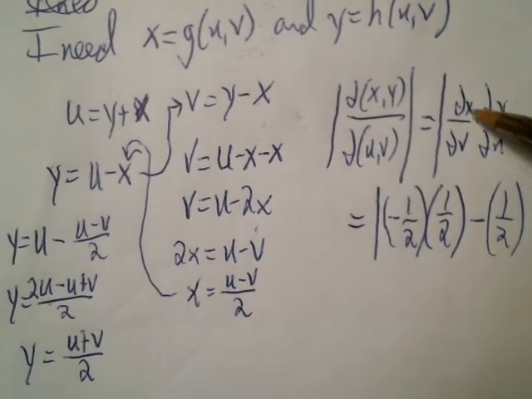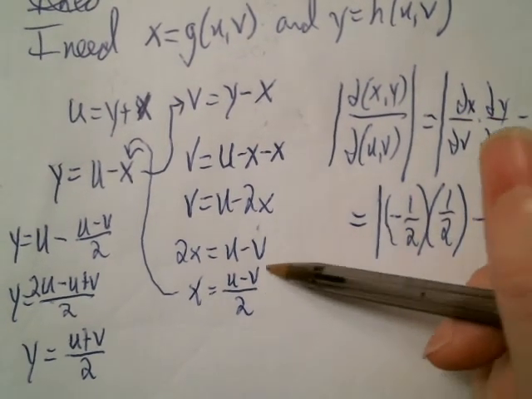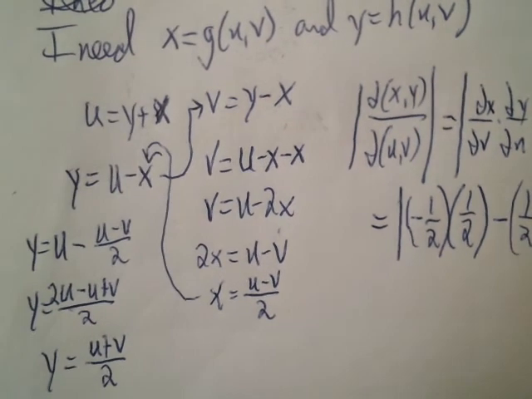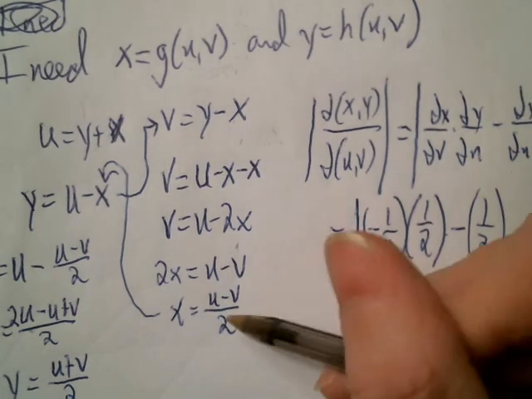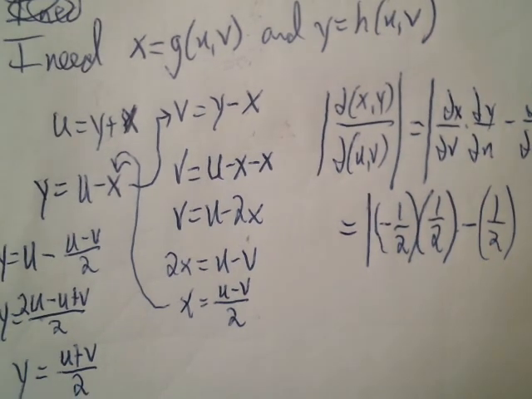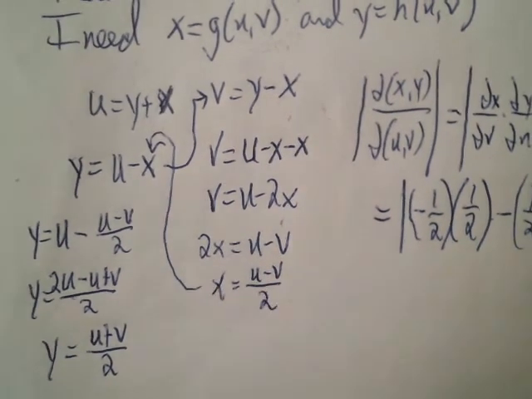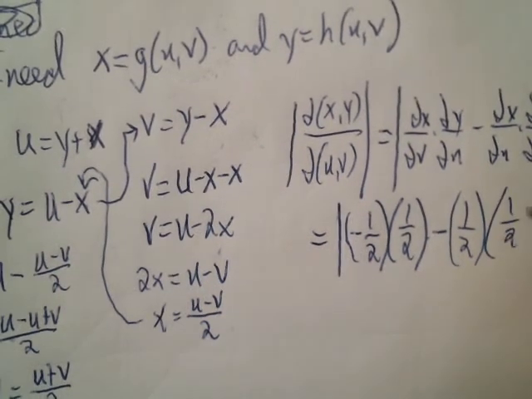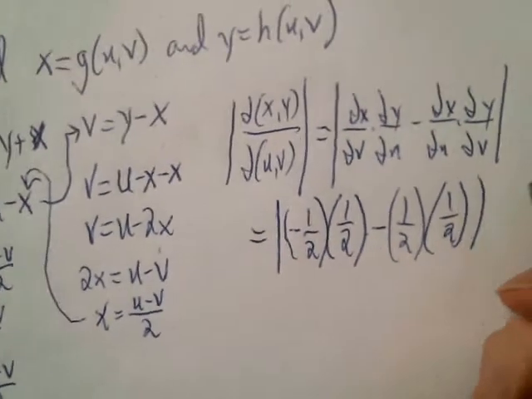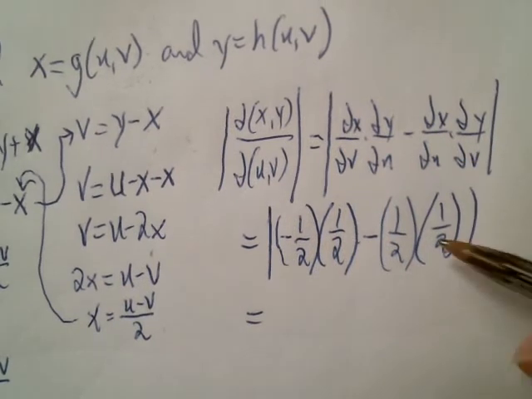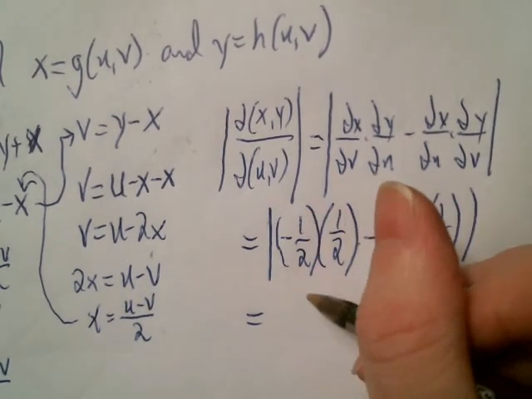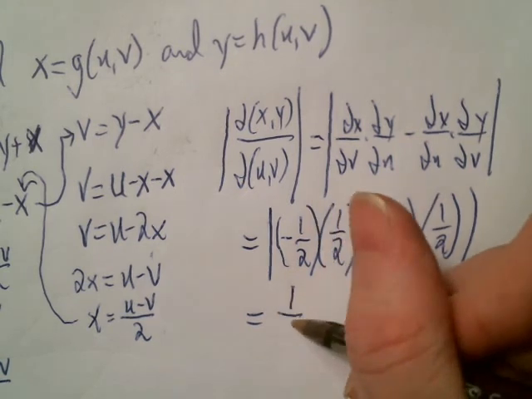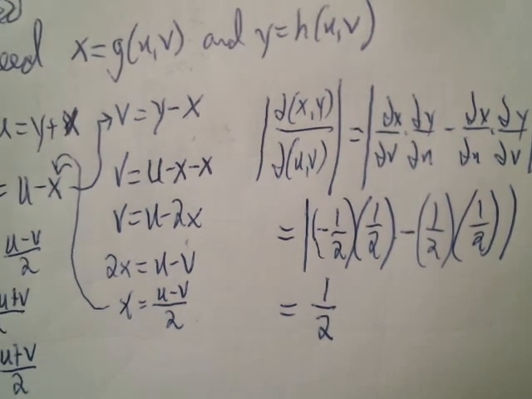So anyways, the partial of x with respect to v will be negative 1/2. The partial of y with respect to u will be positive 1/2. The partial of x with respect to u will be positive 1/2. The partial of y with respect to v will also be positive 1/2. So you end up with negative 1/4 minus 1/4, which is minus 2/4. The absolute value of that is 2/4, which is equal to 1/2, our Jacobian.